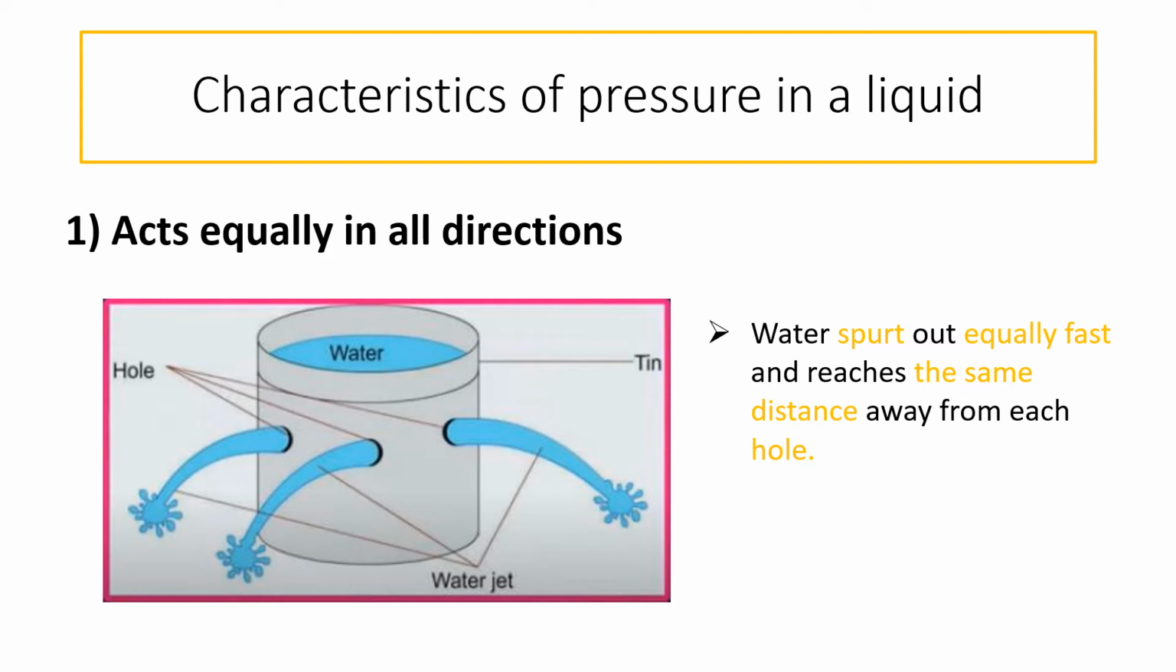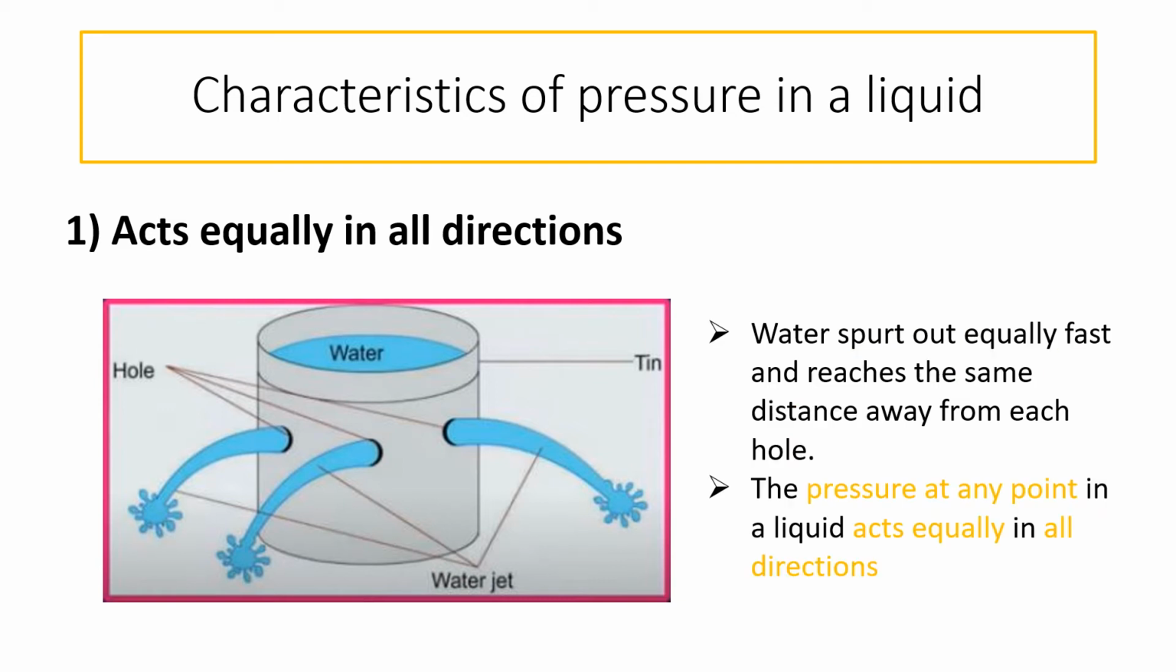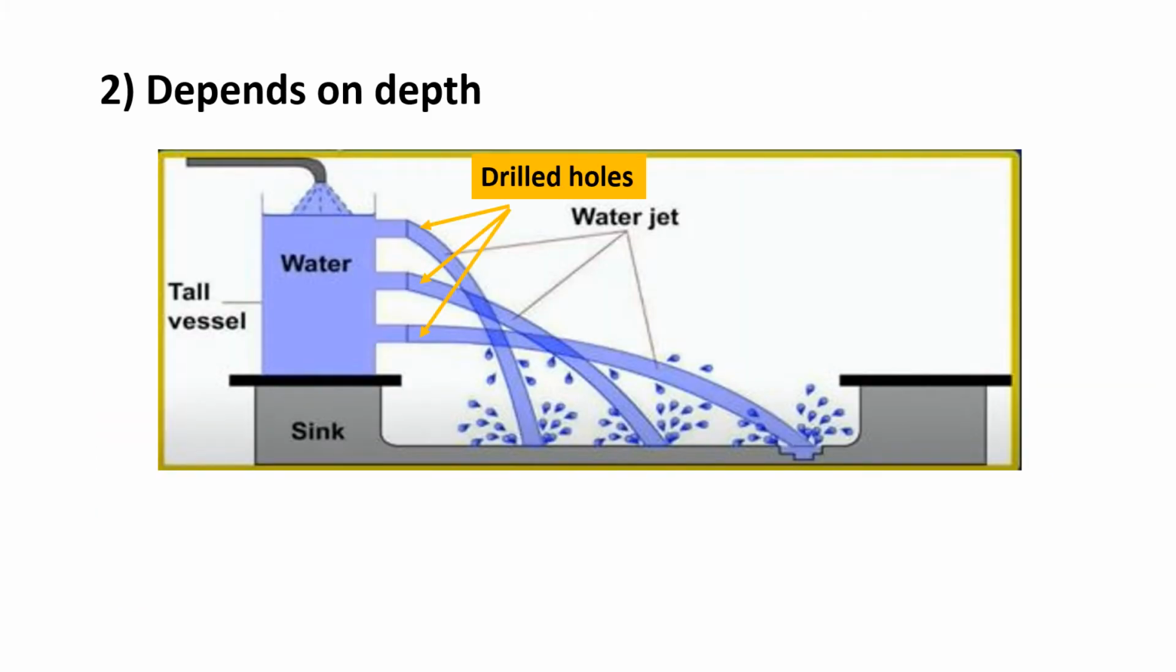Water will spurt out to reach equal distances from the circumference of the base at equal speeds. This shows that the pressure at any point in a liquid acts equally in all directions.